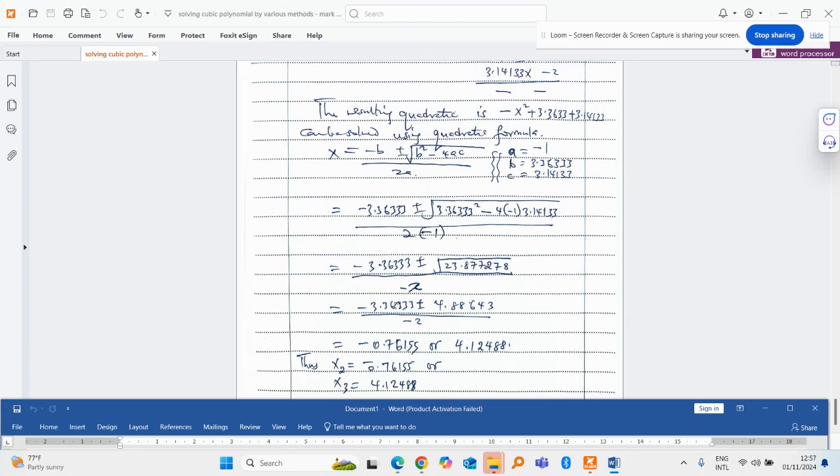As you can see, using the three methods, we have been able to get the same answer for the same function.